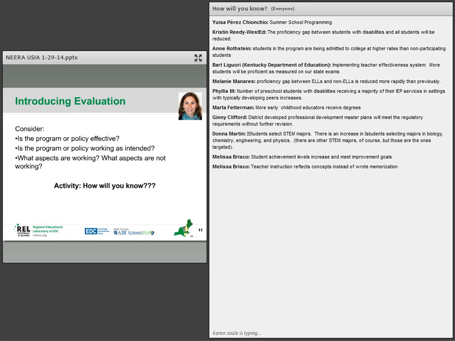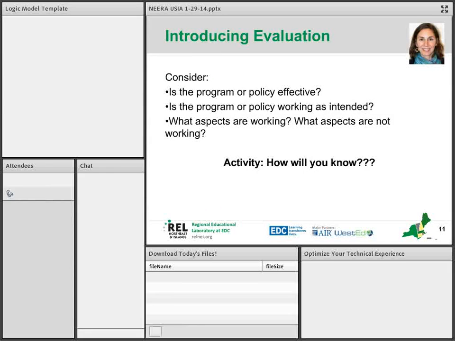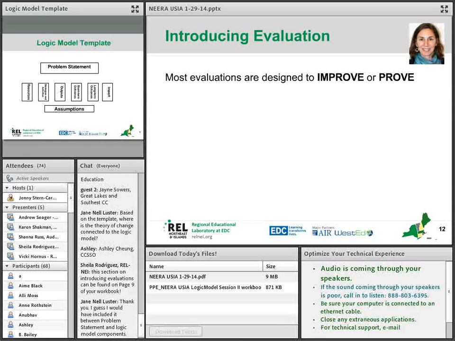We'll move on now and move back to the presentation and dive into a little bit more introduction to evaluation. Generally, evaluations are designed to do one of two things or some combination, either to improve aspects of a program or to prove or show that a program is reaching its intended goals.